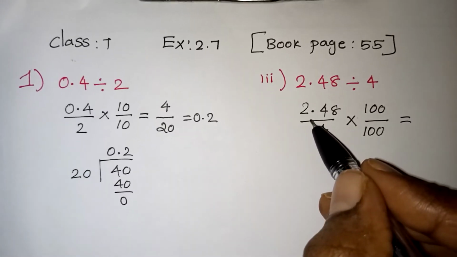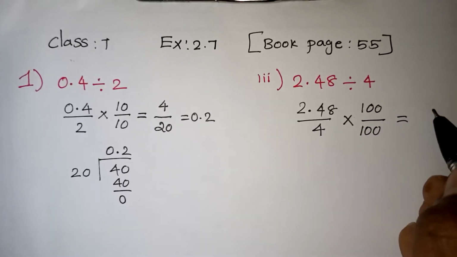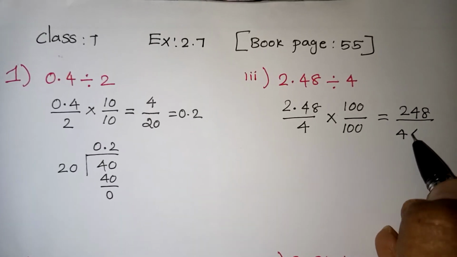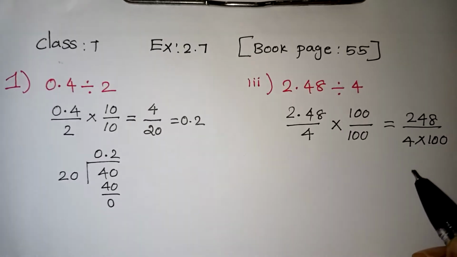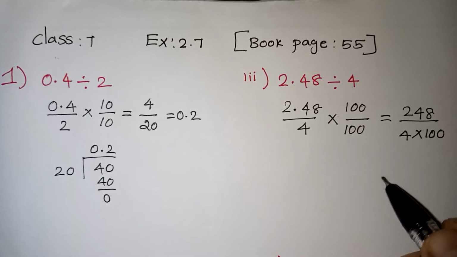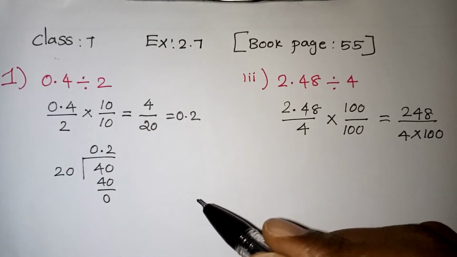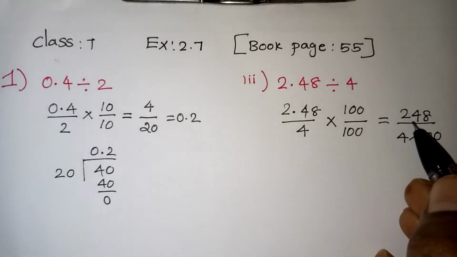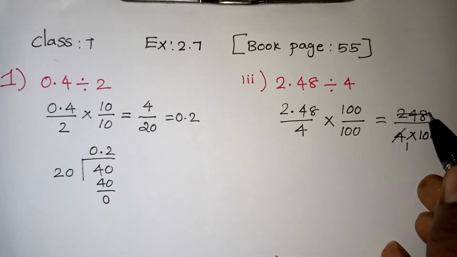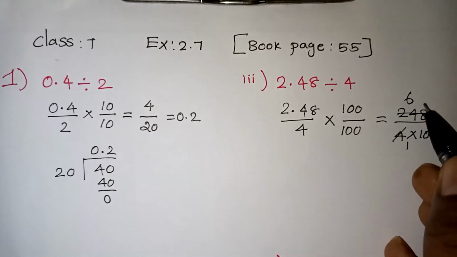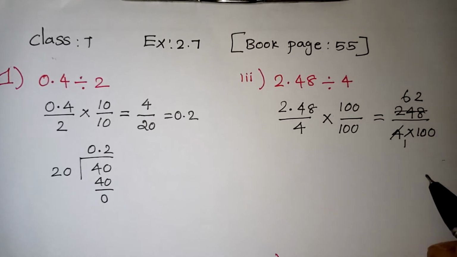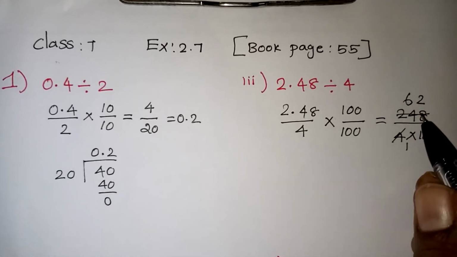Now when you multiply 2.48 into 100, that will give you definitely 248. Here we are having 4 into 100. So we can divide 248 by 400 also. That is one way. Here I am going to teach you another method that is easier than the before method. Here 4 and 248 is easy to cancel. 4 ones are 4. Here 4 6s are 24, 4 2s are 8. 62 we are getting. Otherwise you can divide 248 and 4 alone. We will be getting 62.